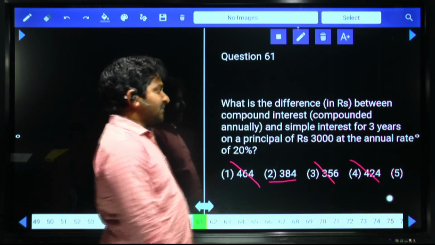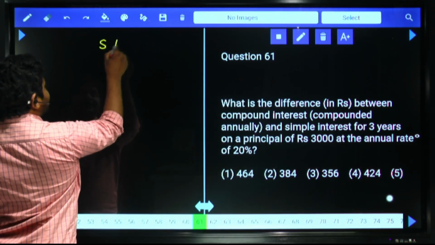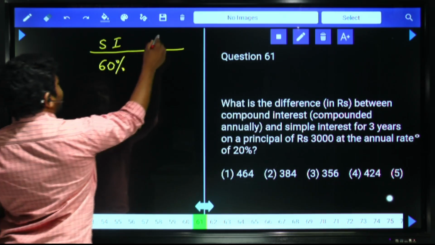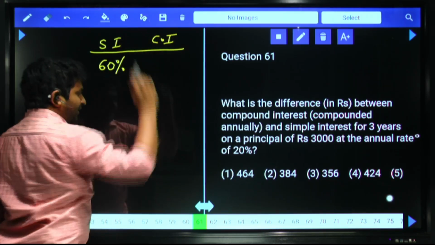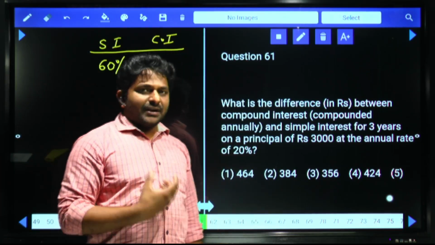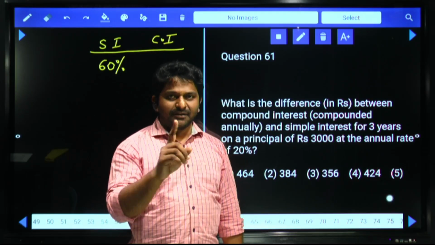The other way is simple interest for 3 years at the rate of 20% per annum is 60%. Let us identify how much is compound interest. Suppose if I lend 100% from you, మీ దగ్గర నుంచి నేను 100% తీసుకున్నట్లయితే ఇన్ రిటర్న్ మీకు 120% ఇవ్వాలి ఆఫ్టర్ 1 year.